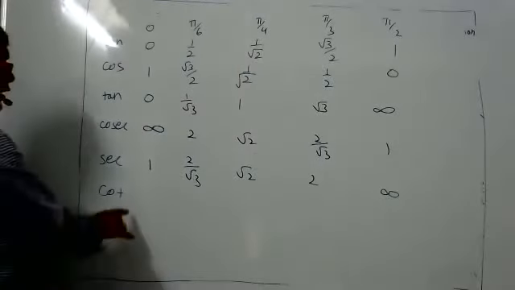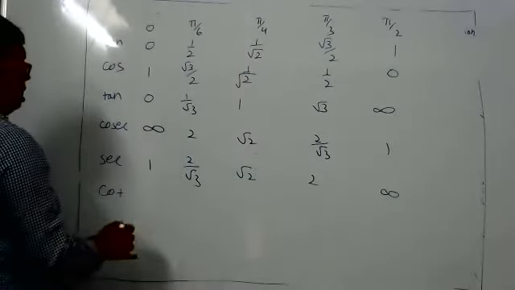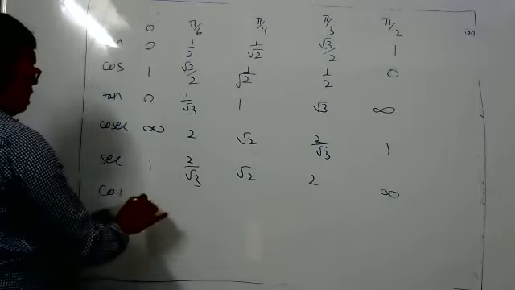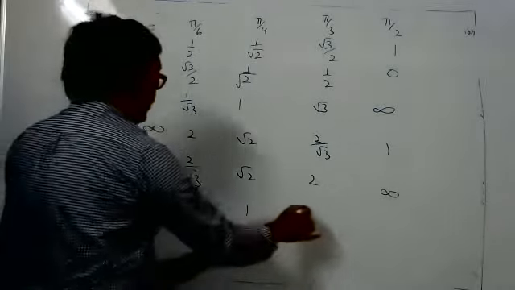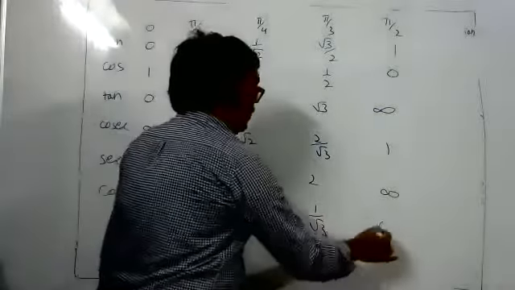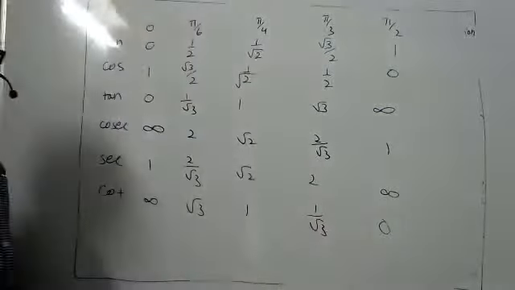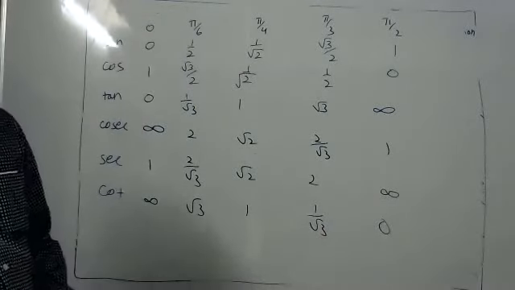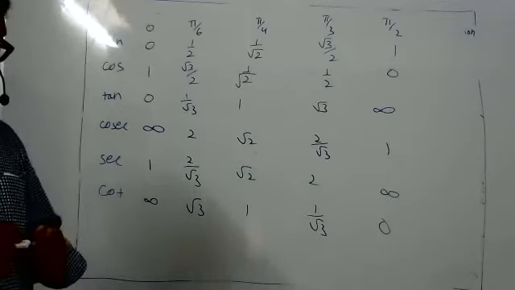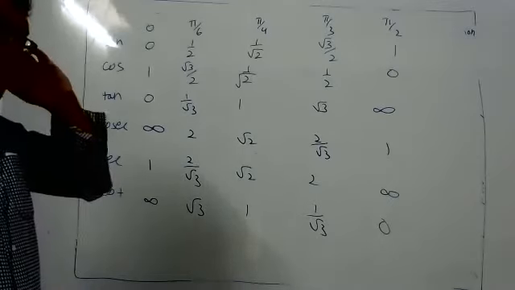Cot theta is the reciprocal of tan theta. So root 3, 1, 1 by root 3, 0. These values you have to learn. This is all 10th standard.